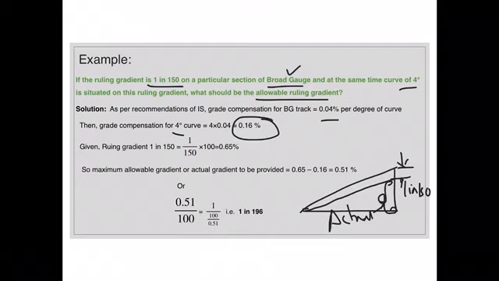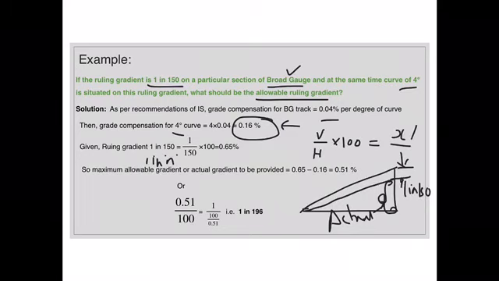The ruling gradient is given as 1 in 150. Convert that into percentage, because the grade compensation is in terms of percentage. The gradient is given in terms of 1 in n, so convert that into percentage first: vertical divided by horizontal multiplied by 100. That will convert your grade from 1 in n to x percentage. So the percentage gradient that has to be provided is 0.65 percentage.